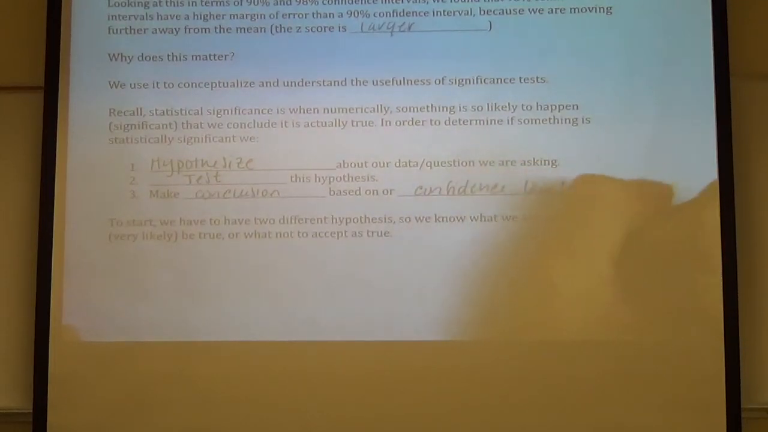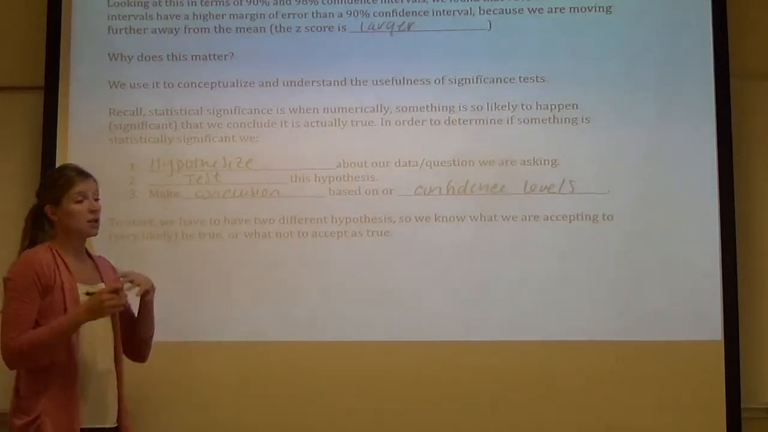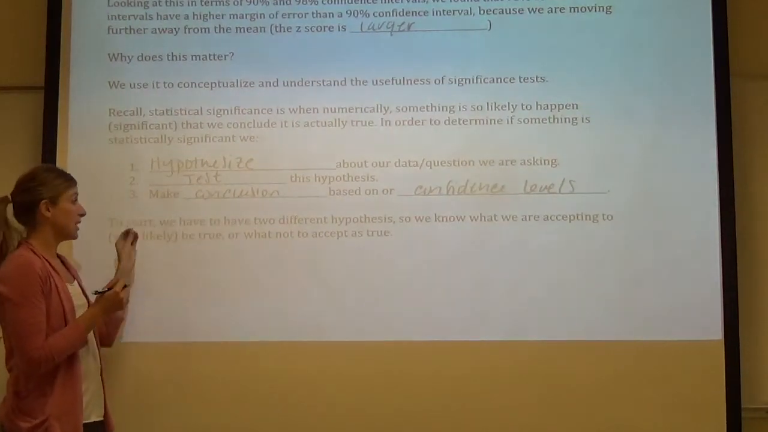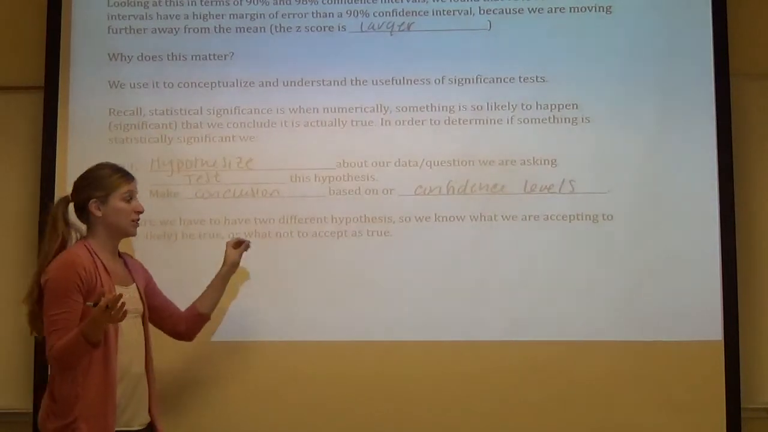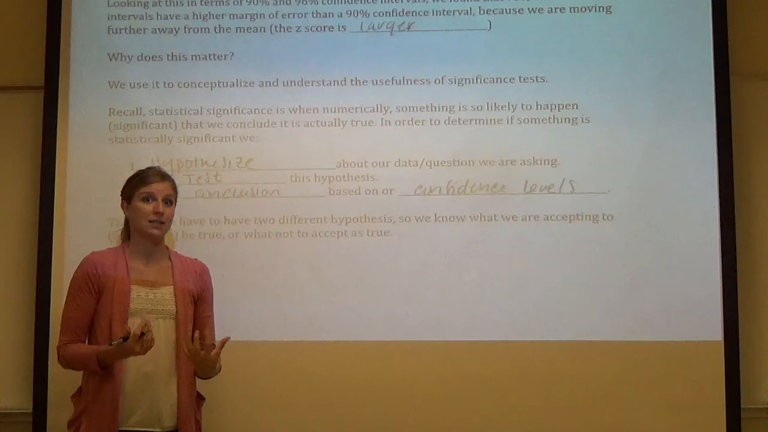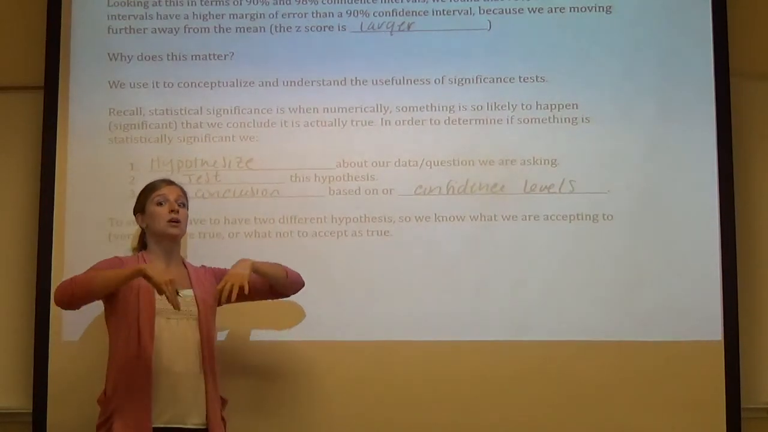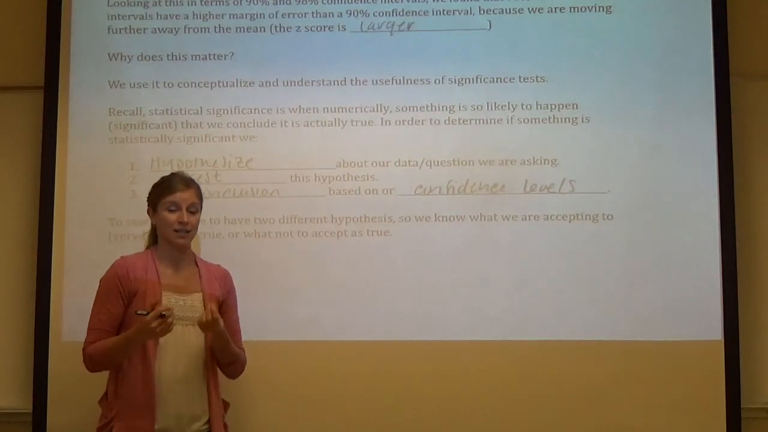Okay, but in order to start this, we have to have two different hypotheses. What this helps us with is figuring out what we are going to accept to be true, or it's going to be highly likely that it's true, or what we're not going to accept as true. So we're looking at two different hypotheses every time we do this. In the next video, I'll actually take a look at these hypotheses, and then eventually we'll break all these down into calculations that we'll refer to as the significance test.